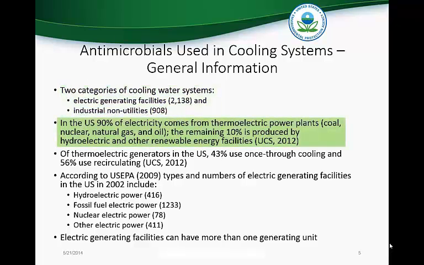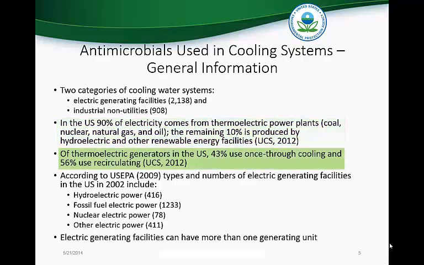In the U.S., 90% of electricity comes from thermoelectric power plants, such as coal, nuclear, natural gas, and oil. The remaining 10% is produced by hydroelectric and other renewable energy facilities. Of thermoelectric generators in the U.S., 43% use once-through cooling and 56% use recirculating.